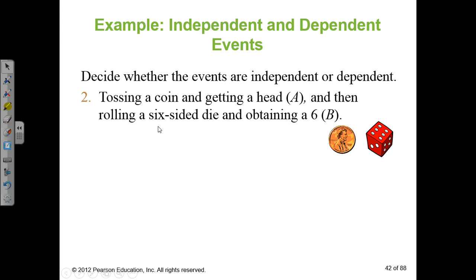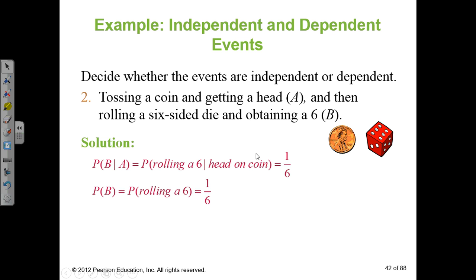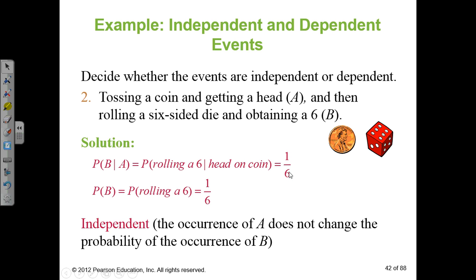Now we have a coin and a die, and we just saw a minute ago that those are independent events because no matter whether we get the head or don't get the head, it is not going to change the probability of getting the 6 on the die. So those two events are independent events.